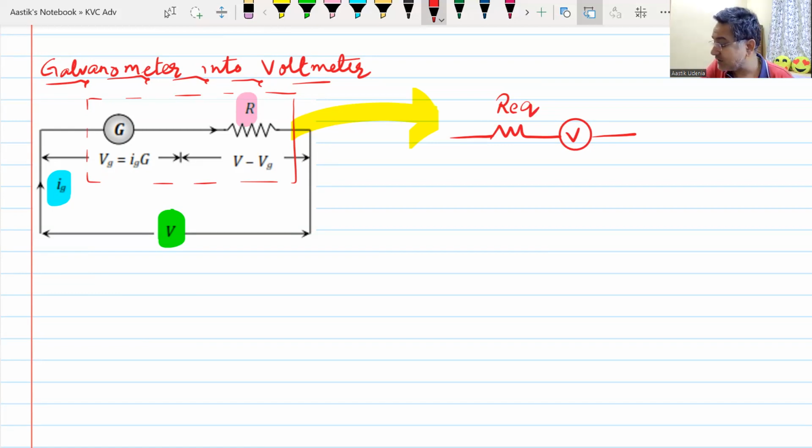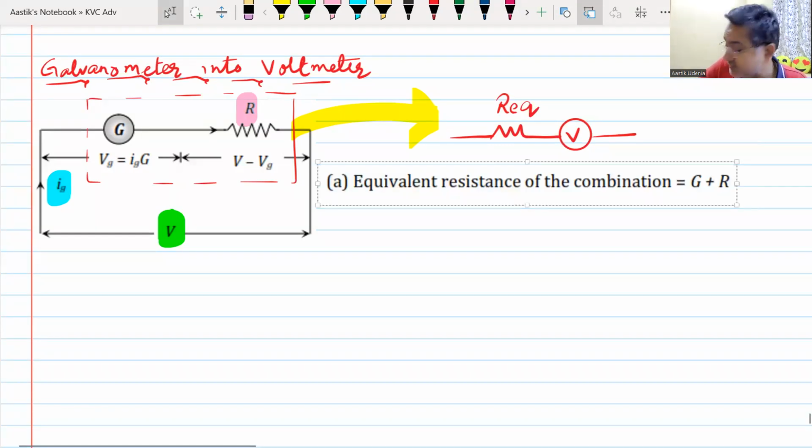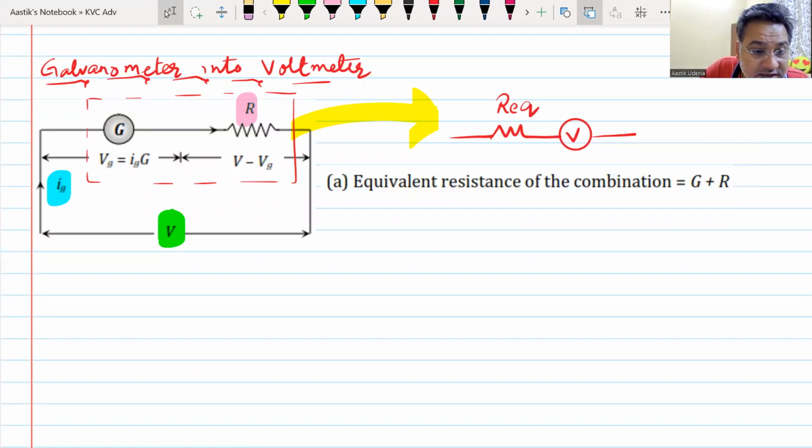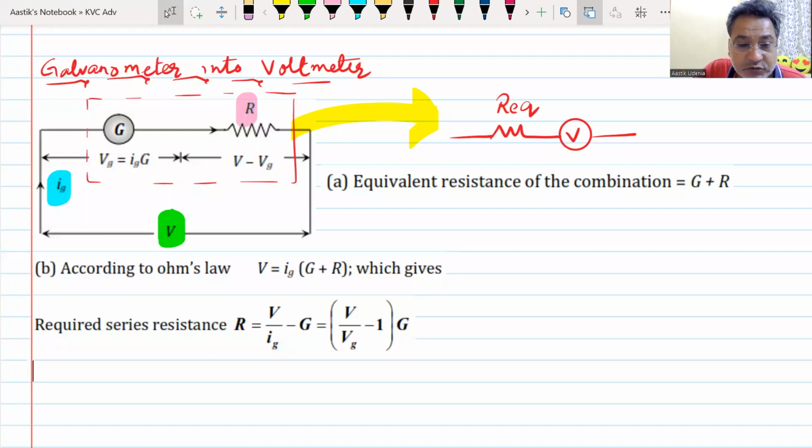The R equivalent in this case, it is very simple to see and understand. It would be the simple addition of G, the galvanometer resistance, and R, the resistance which is to be connected in series. Now, again, the unknown quantity here would be the value of R. Do we understand this? Yes, sir. The value of R could now be found out. The total value of V will be equal to Ig into G plus R. Do we understand this? Yes, sir.